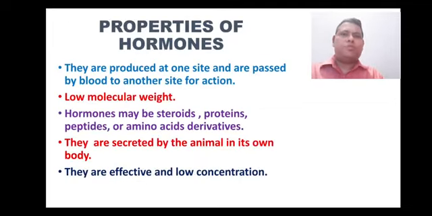Properties of hormones. The main properties of hormones are as follows. Number 1, they are produced at one site and passed by the blood to another site for action. Number 2, they have low molecular weight. Point number 3, hormones may be steroids, proteins, peptides, and amino acid derivatives. Point number 4, they are secreted by the animal in its own body. Point number 5, they are effective at low concentration.